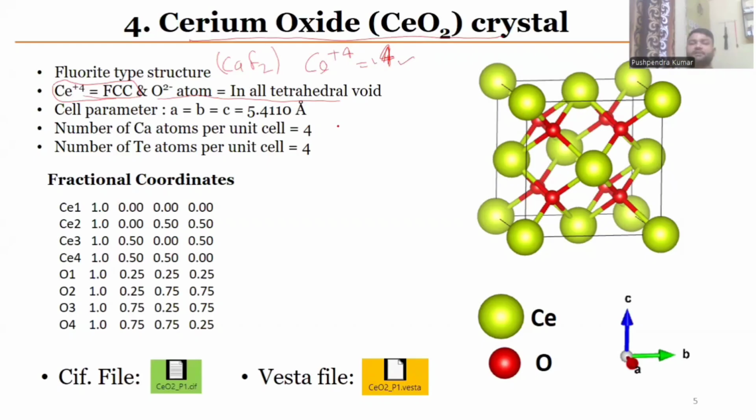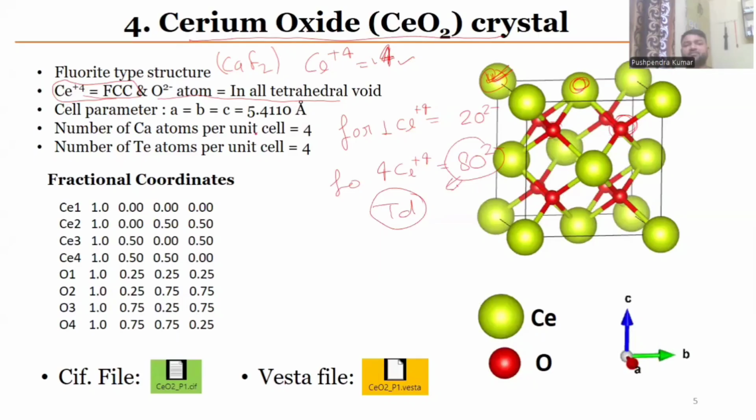For neutralization, since for 1 Ce4+ we require 2 oxygen ions, for 4 Ce4+ ions we require 8 oxygen ions for charge balancing. So oxygen ions will be present in all tetrahedral voids. We can see from the crystal, this is the cerium ion which forms the FCC lattice, present in the corners and face centers. And the oxygen ion is present in all tetrahedral voids. This one is the oxygen ion present in a tetrahedral void.